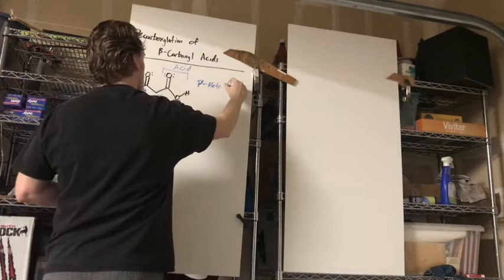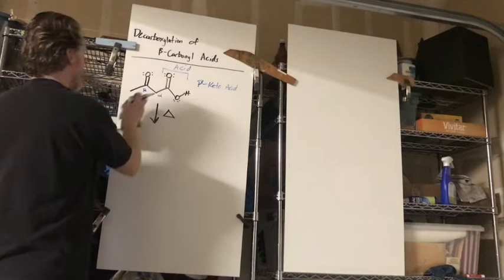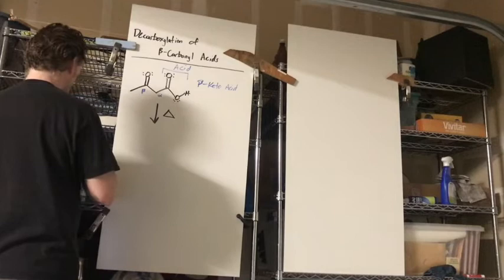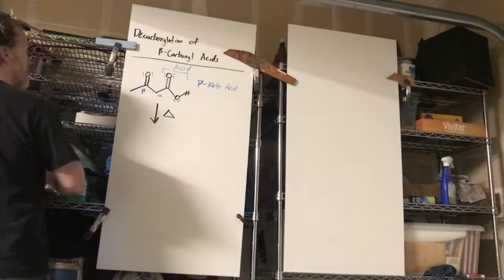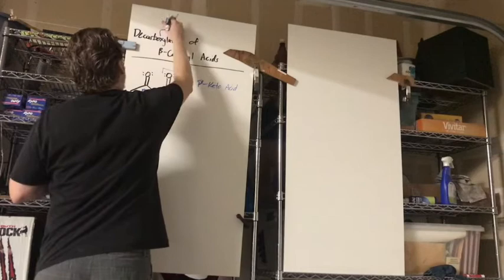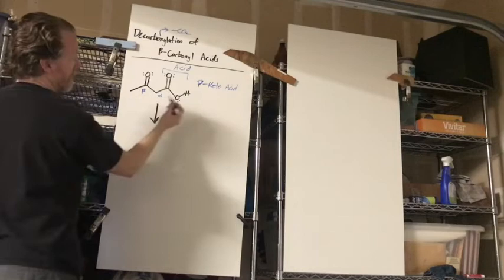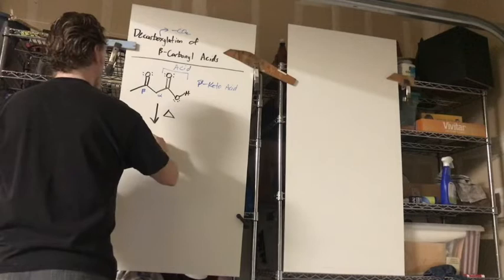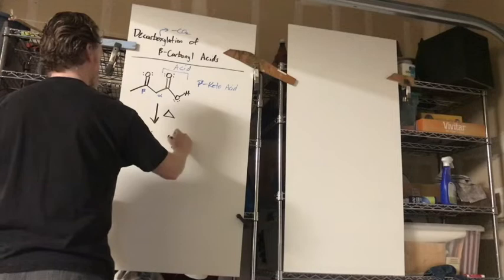It's got a ketone on the beta carbon. All right, let's see what we get here. What happens is you lose a carbon dioxide. That's the decarboxylation. Minus CO2. And where's that CO2 coming from? It's coming from this carbon and those two oxygens. So you get the ketone and carbon dioxide. And that's gas that can float away.